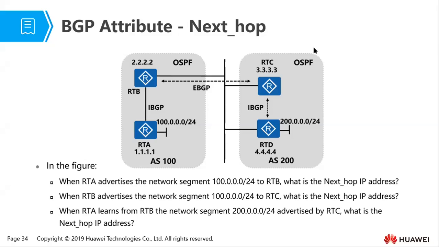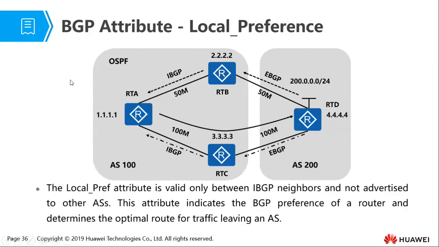Have you understood the last point I've just explained? That when we advertise an EBGP route to IBGP neighbors, the next hop does not change. And that also helps in preventing loops. So later on, you can read more about the next hop attributes in the notes.